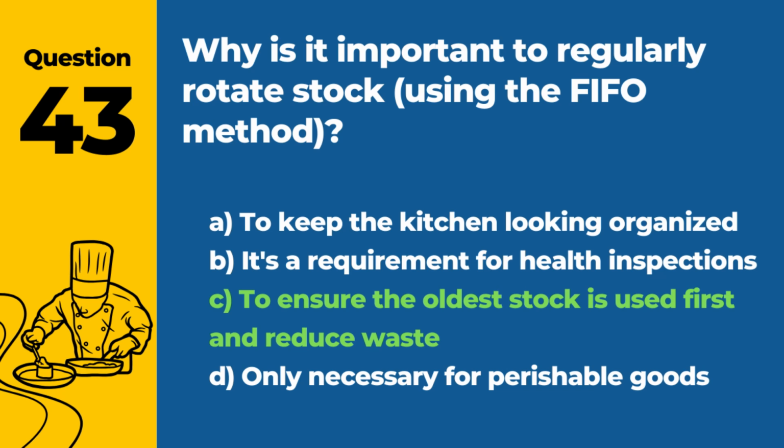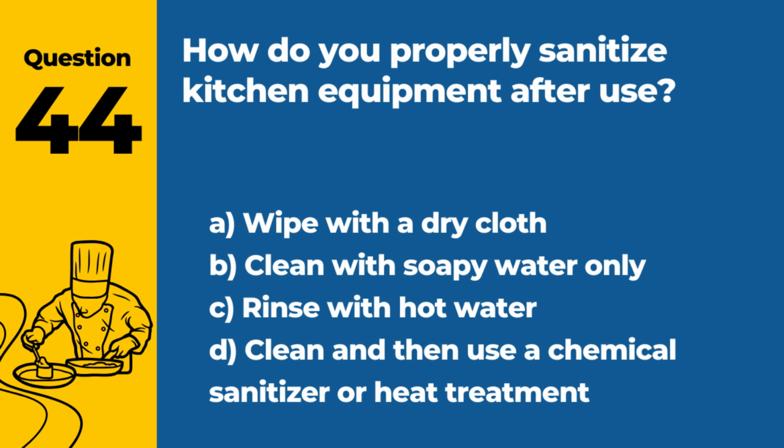Answer. C. To ensure the oldest stock is used first and reduce waste. Regularly rotating stock using the first in, first out, FIFO method is important to ensure that the oldest stock is used first, reducing waste and minimizing the risk of using spoiled or expired food items. Question 44. How do you properly sanitize kitchen equipment after use? A. Wipe with a dry cloth. B. Clean with soapy water only. C. Rinse with hot water. D. Clean and then use a chemical sanitizer or heat treatment.